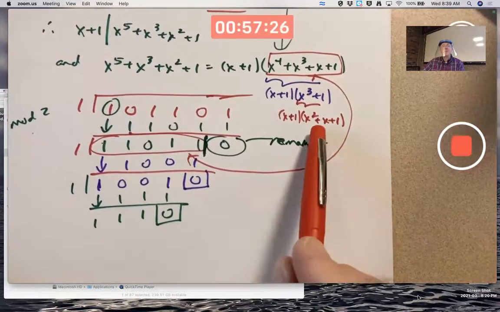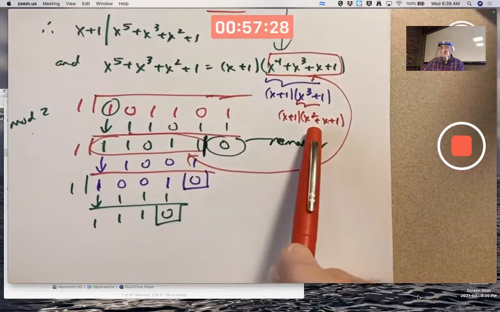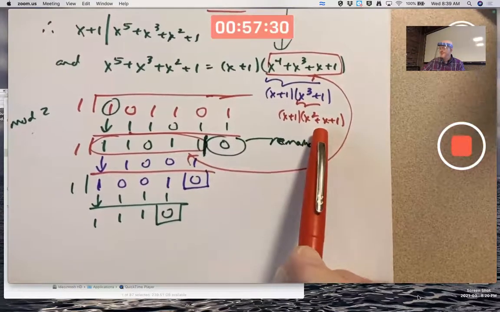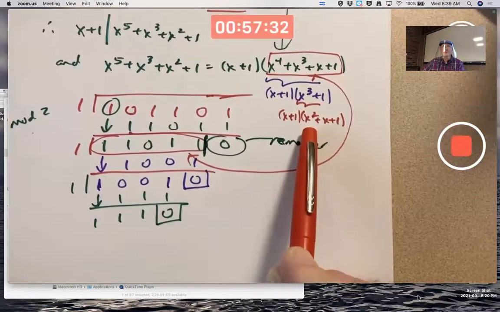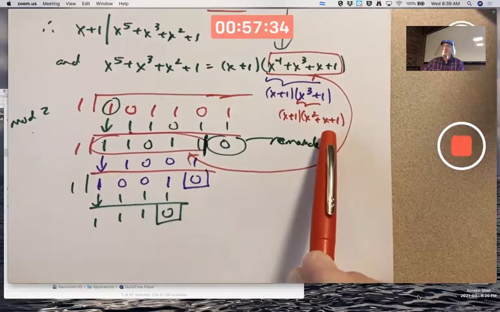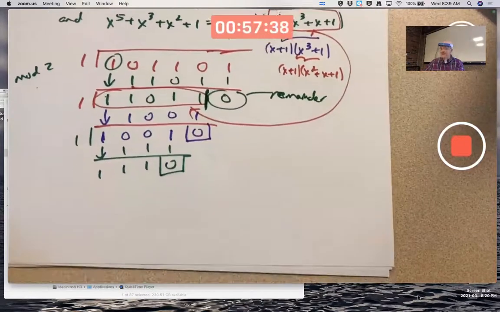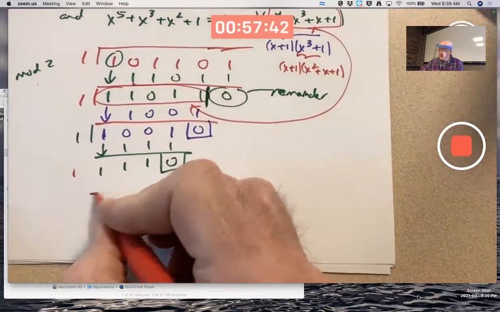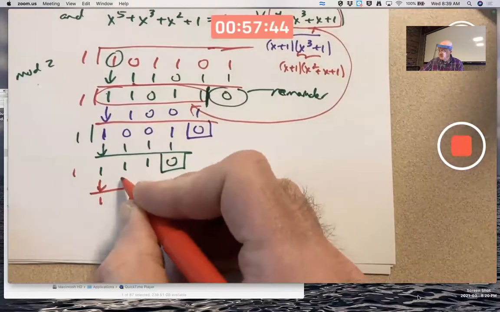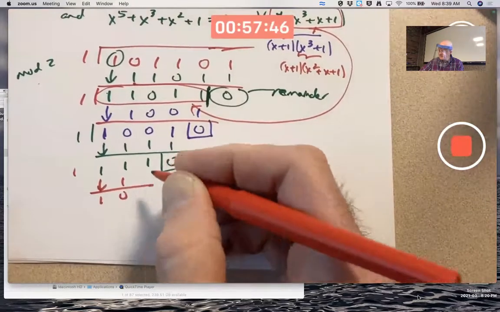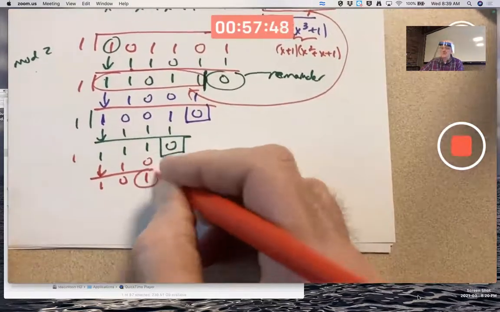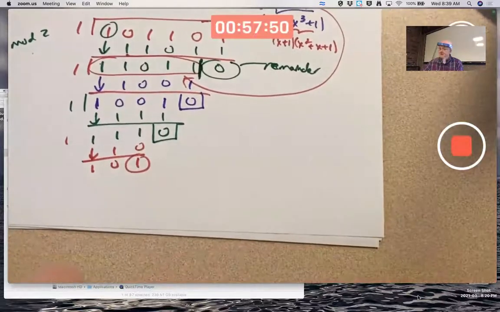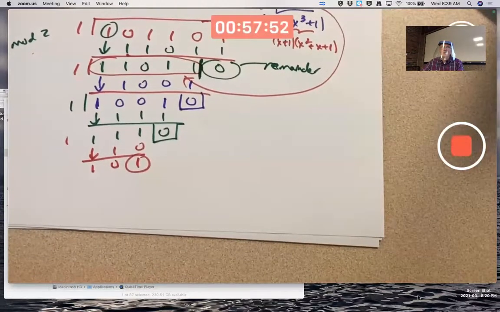1 is not a root of that one, though, right? x squared plus x plus 1. If you substitute x equals 1, you'll get 1 plus 1 plus 1 is 3. Mod 2 is 1, not 0. If I do one more synthetic division here, I will not get a remainder of 0. I get a remainder of 1. So there's no more factors of x plus 1.